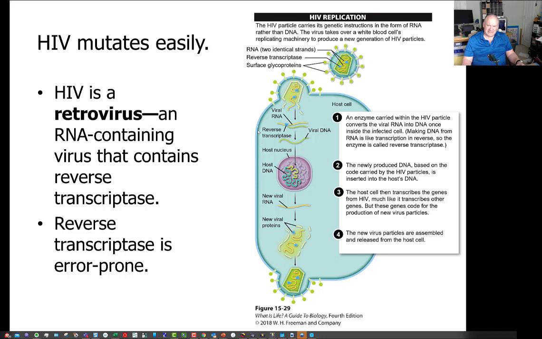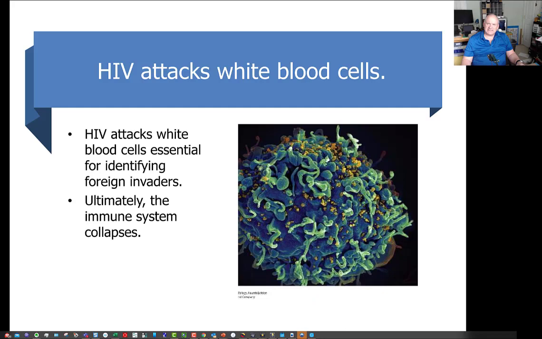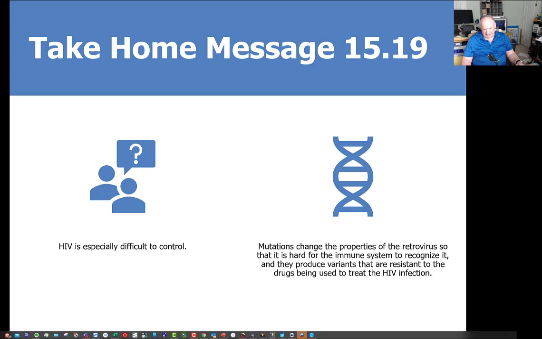And unfortunately, HIV, once it becomes AIDS, and it mutates, and it will mutate eventually, one of the mutations that can cause it to become really nasty is its ability to adhere to T helper cells, and then damage those cells, and then cause our immune system to collapse, and that's AIDS. So HIV attacks white blood cells, and ultimately the immune system will collapse, and the T helper cell is a key piece of that whole system. HIV is difficult to control. Mutations change the properties of this retrovirus so that it's hard for the immune system to produce variants.